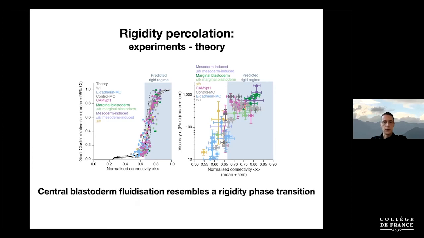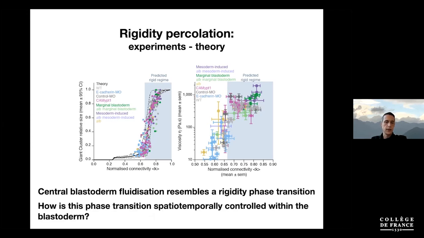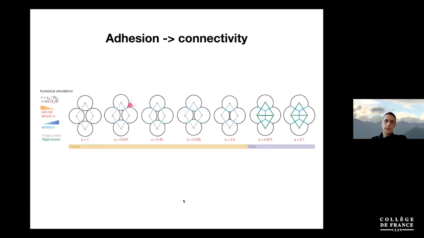So essentially what we concluded here is that the central blastoderm fluidization resembles a rigidity phase transition. And the question then we ask is, how is this phase transition spatial temporally controlled within the blastoderm? Before we go into the spatial temporal control, what we wanted to know is, how is connectivity within the tissue being determined? And what would be the function of adhesion in this context here?